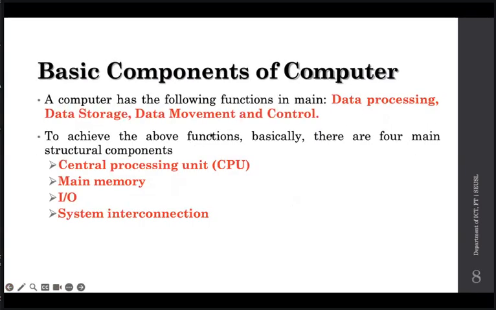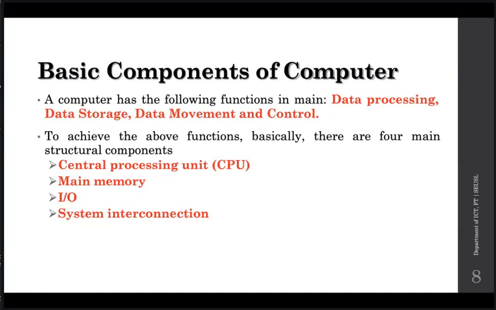Data movement means data is flowing inside and data is flowing outside. Data processing means whatever data flows inside, we try to process it. The processed data gets stored, and we even get it as an output. And overall, there is a control mechanism. So there are 4 functionalities overall.